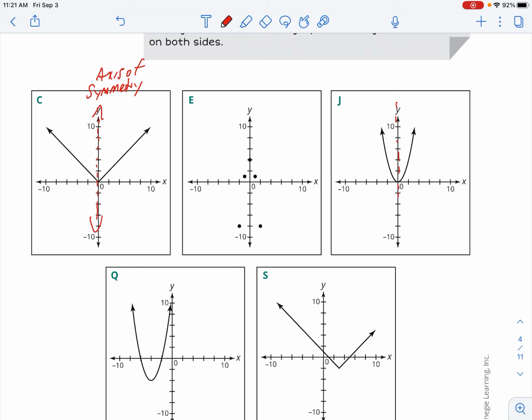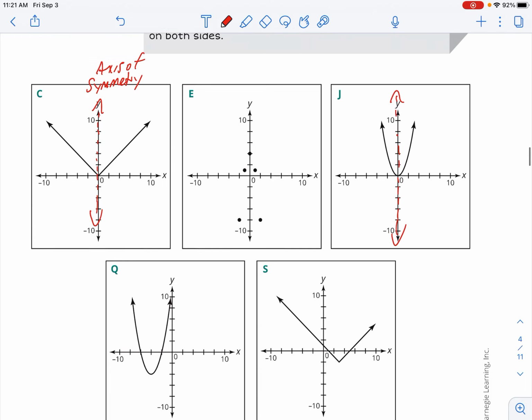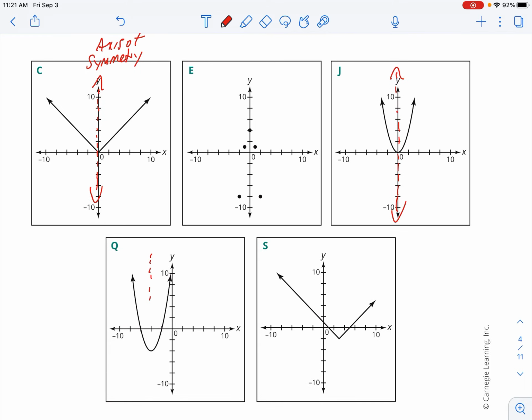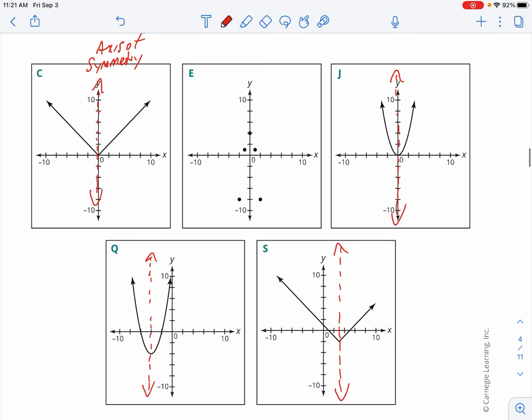I'm going to come back to E. J has an axis of symmetry. Q has an axis of symmetry. It got shifted over to the left a little bit. And so does S, right here, an axis of symmetry. Now let's go around and continue to analyze them like we've been doing.